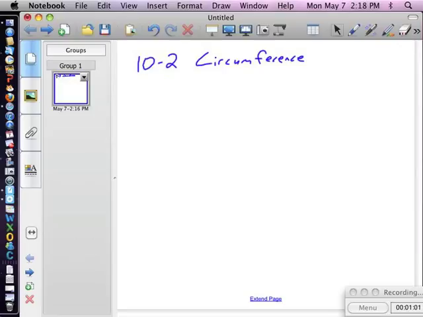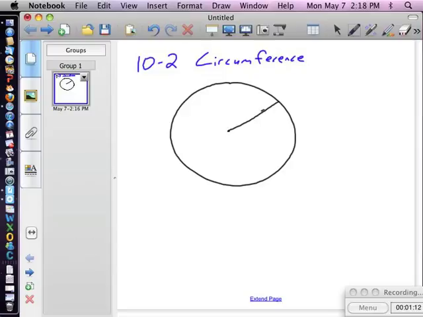So the different parts of a circle, we probably know them, but let's review. So here's a circle. Here's the center. So a radius would be from the middle to the outside.